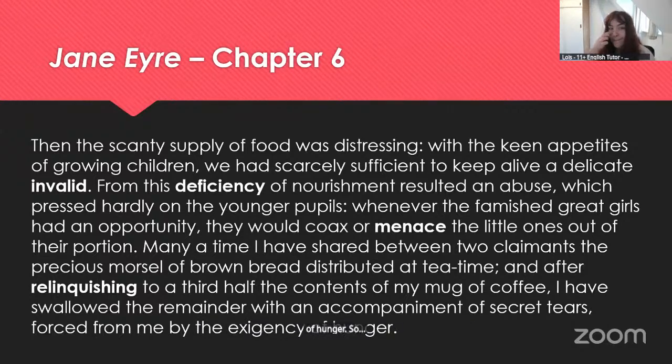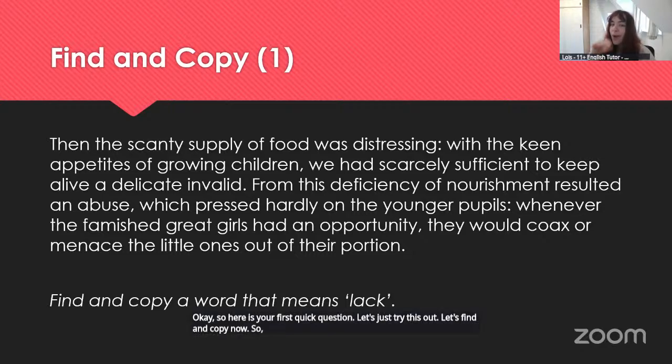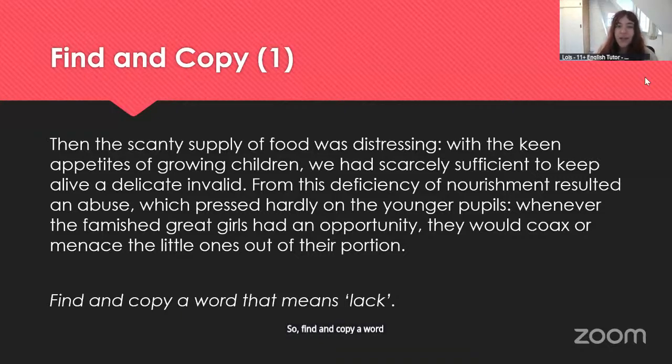So, this is describing the fact that there wasn't a lot to eat. And if you were a younger student, you'd probably get your food stolen from you many times. It's not the nicest of schools. Okay, so here is your first quick question. Let's find and copy now. You've been given a word here that's not in the text, but you've got to find the synonym. So find and copy a word that means lack.